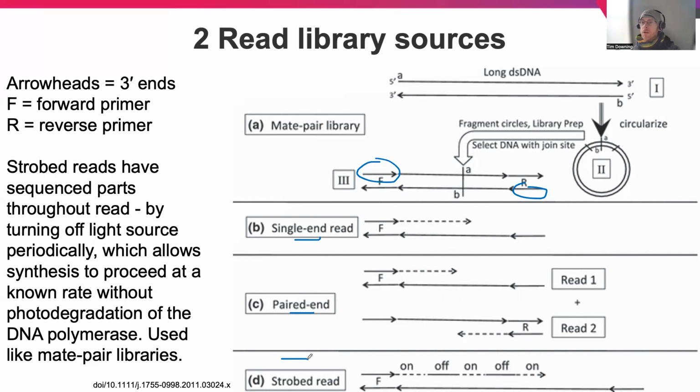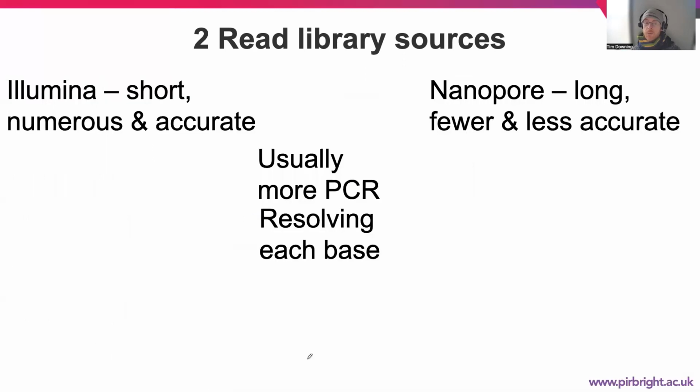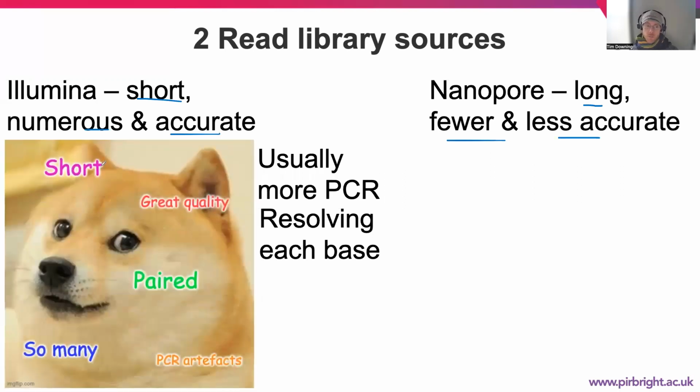For us in this practical, we're going to focus on two types essentially of reads. Illumina reads are short, numerous, and accurate. In contrast, Nanopore reads are longer, but fewer and less accurate. We can summarize Illumina using this diagram: they're short, very high quality, typically paired end if useful. For many viruses, it's not actually worthwhile even doing paired end.